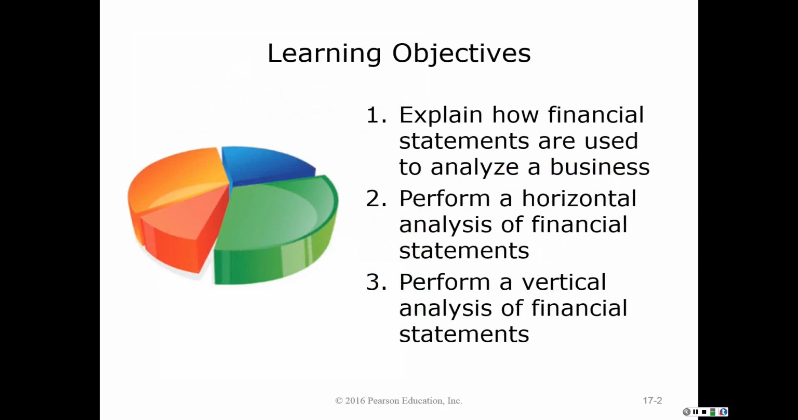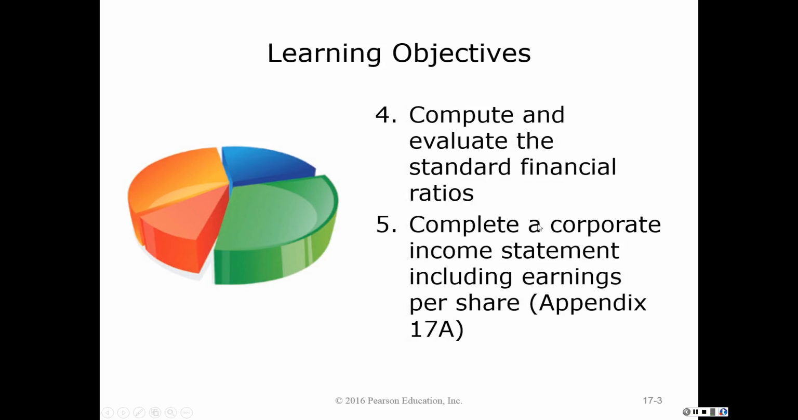So Chapter 17 walks us through how we can actually use the financial statement to analyze a business, and we will do that using a horizontal analysis of the financial statements, a vertical analysis of your financial statement, and some ratios. There's some additional information in this chapter that deals with earnings per share in detail, but we will only look at the earnings per share ratio, not the appendix, as far as coverage for this class goes.